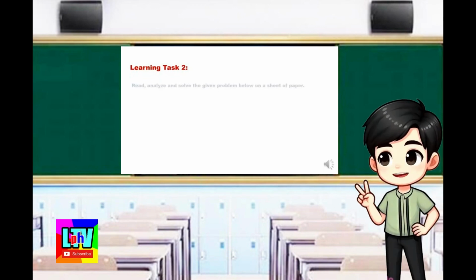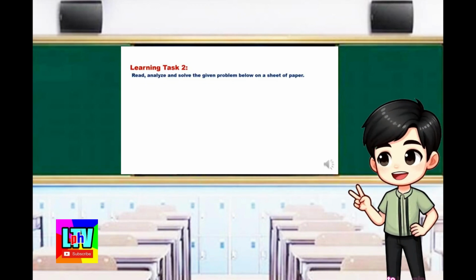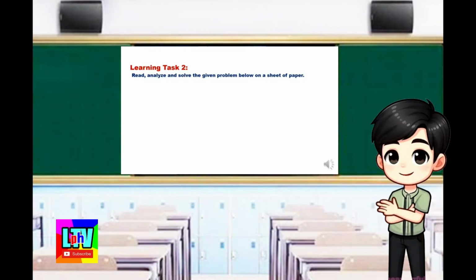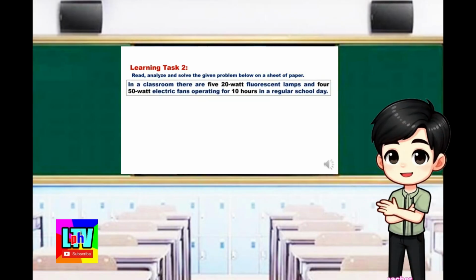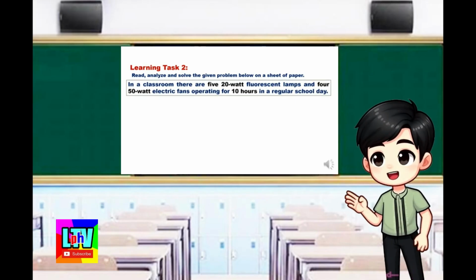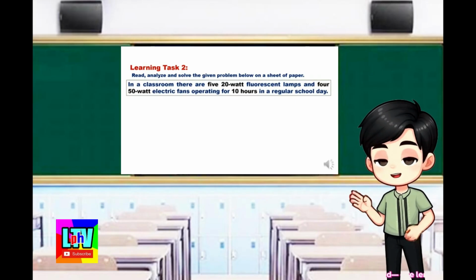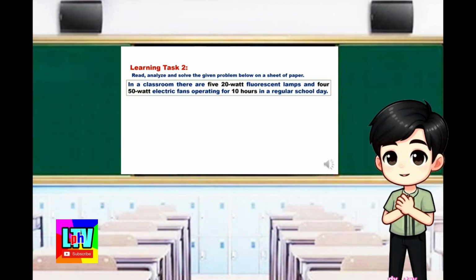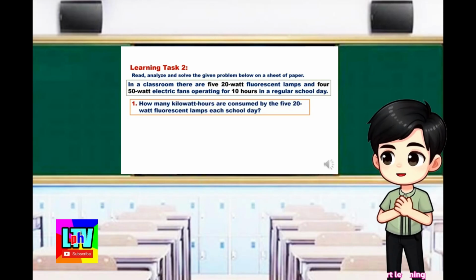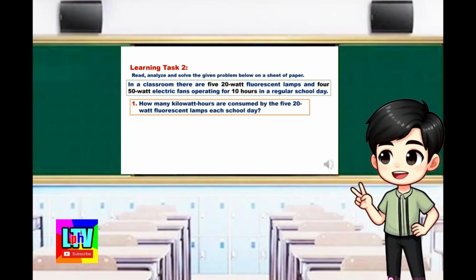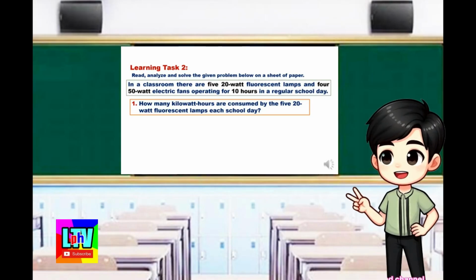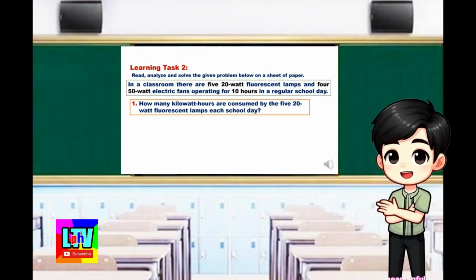Learning task 2. Read, analyze, and solve the given problem below on a sheet of paper. In a classroom, there are 50 20-watt fluorescent lamps and 4 50-watt electric fans operating for 10 hours in a regular school day. 1. How many kilowatt hours are consumed by the 50 20-watt fluorescent lamps each school day?